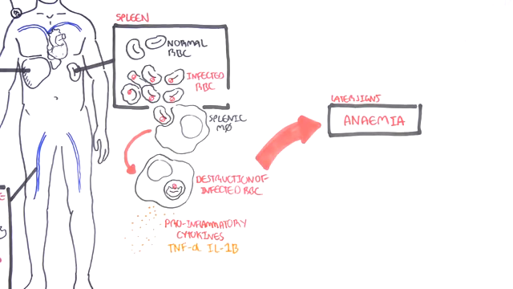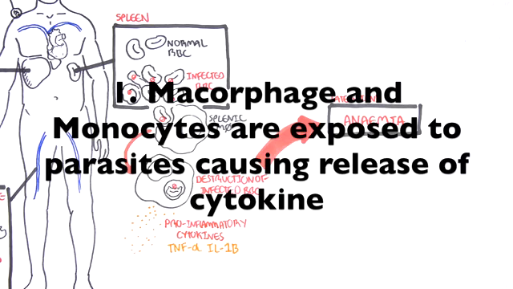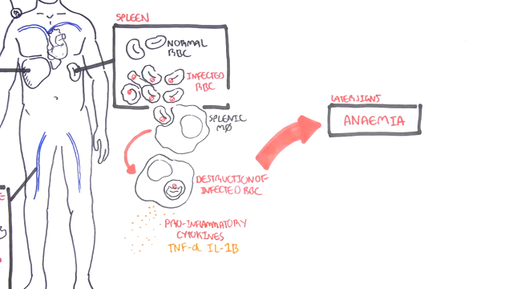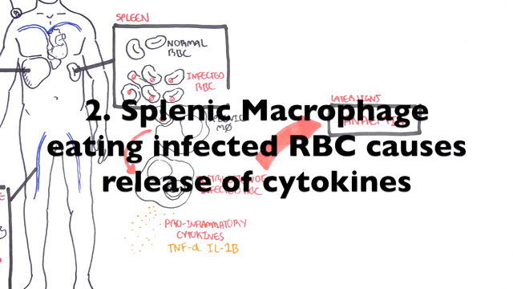So there are two ways that the pro-inflammatory cytokines are released. One, when these macrophages are exposed to the actual parasites in circulation, or two, when the macrophage in the spleen just engulfs the damaged red blood cells, which then will consequently result in the production and release of pro-inflammatory cytokines.